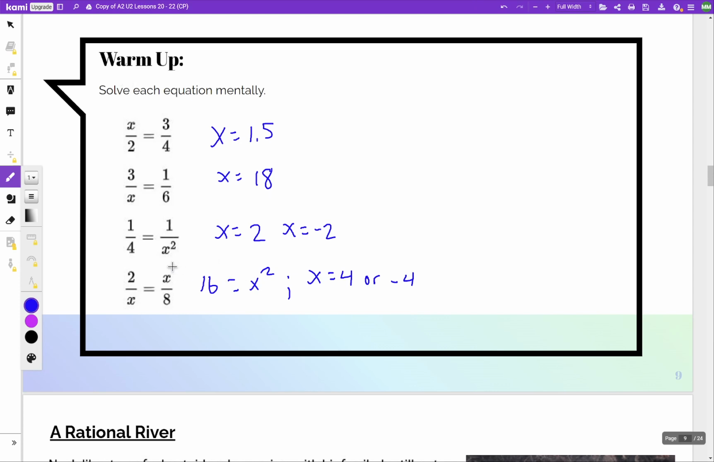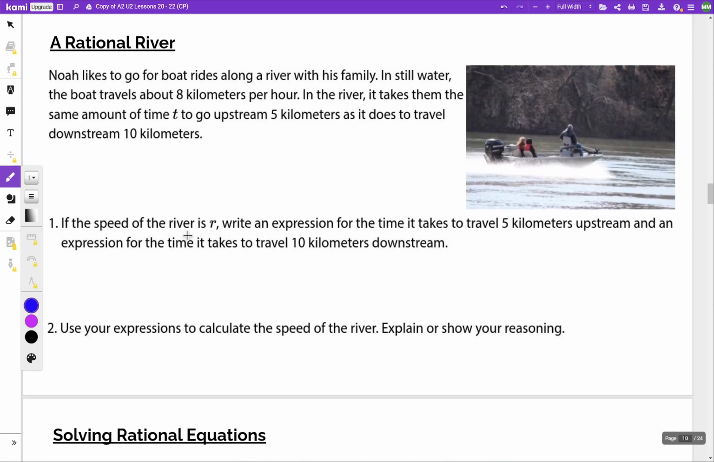So our main theme for the next couple lessons is going to be on cross multiplying and proportion questions. Let's see how that comes into play. We have a rational river. Noah likes to go for boat rides along a river with his family. In still water, the boat travels about 8 kilometers per hour. So a little fast there. In the river, it takes them the same amount of time t to go upstream 5 kilometers as it does to travel downstream 10 kilometers.